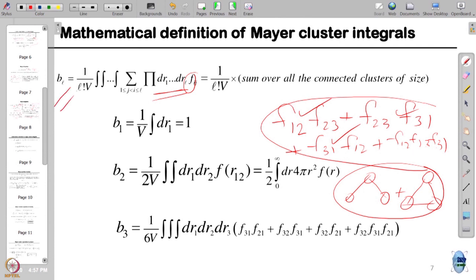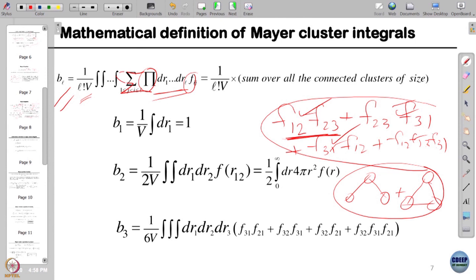b_L, the cluster integrals. And then I define it as 1 over L factorial V. V is very important for a reason I will say, for normalization. And then I have the integral over dr1 to drL and I have the product of the f's, then the sum over all connected diagrams. You just write it down and you will see it works out beautifully. Then b_L is the sum of all these things.